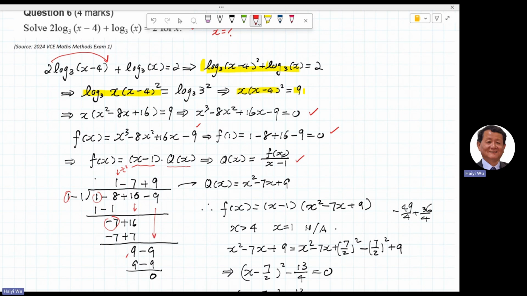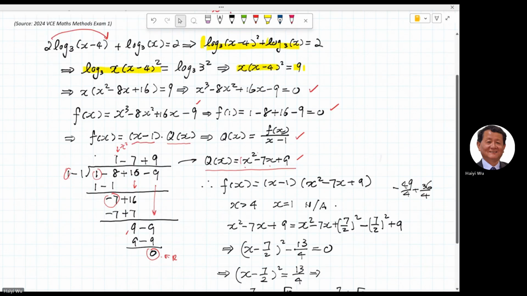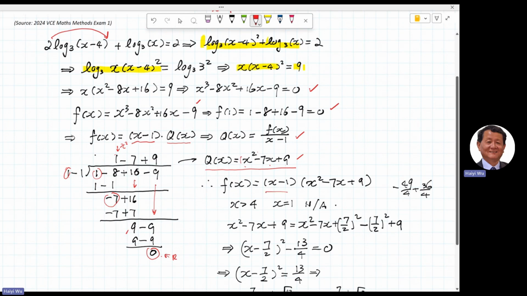Then times by 9, so 9 minus 9 is 0. That means the remainder is 0. Therefore my quotient q(x) is x squared, because it is 1, negative 7 times x, plus 9. So that's it. Therefore my f(x) becomes x minus 1 times x squared minus 7x plus 9.